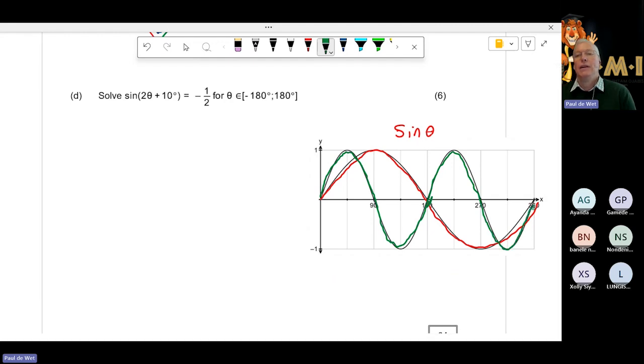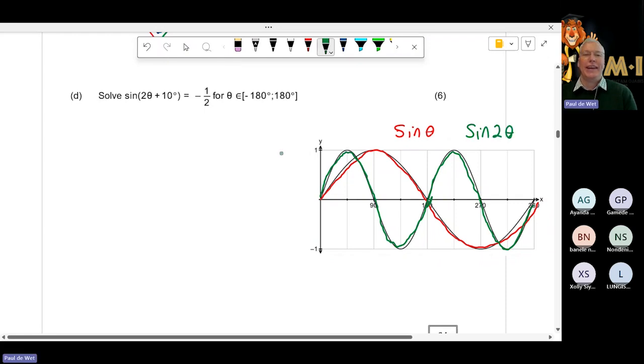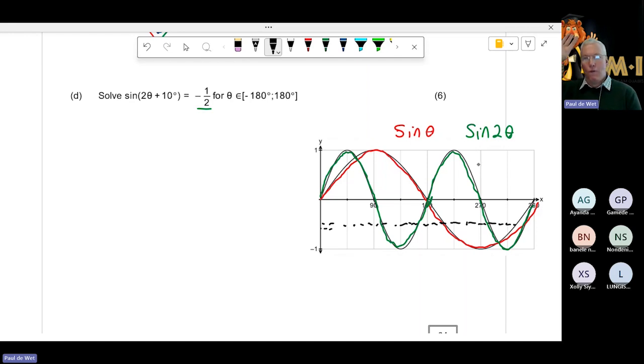Okay. Now, when I solve sine theta equals, say, -1/2, like I've got here, how many solutions will I get if I'm talking about the red graph? How many times will sine theta equal -1/2 between 0 and 360? How many times will the red graph hit that line? Twice. How many times will the green graph hit the line? 4 times. This here is going to affect the number of solutions we're going to get.